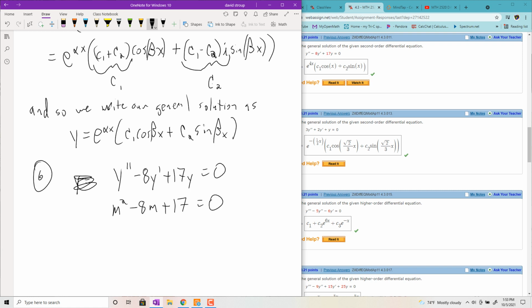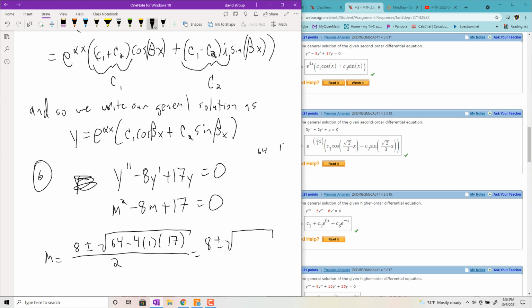You can try to factor it, but it won't work, right? So you have to go to the quadratic. m equals negative b, which is 8, plus or minus the square root of b squared, so 64, minus 4 times a times c, all over 2 times a, so 2. So that'll be 8 plus or minus the square root of 64 minus 17 times 4, 8, carry the 2, 68. So 68 minus 64, of course, is going to be negative 4.